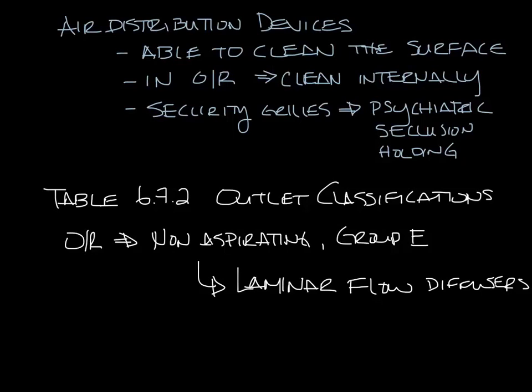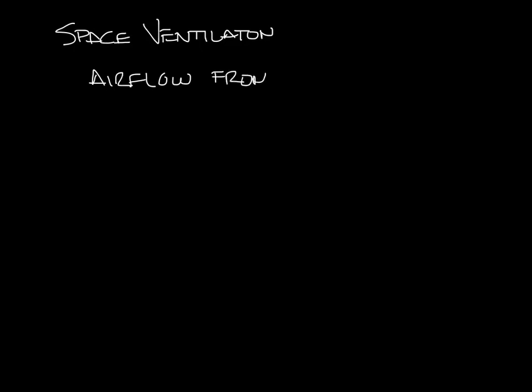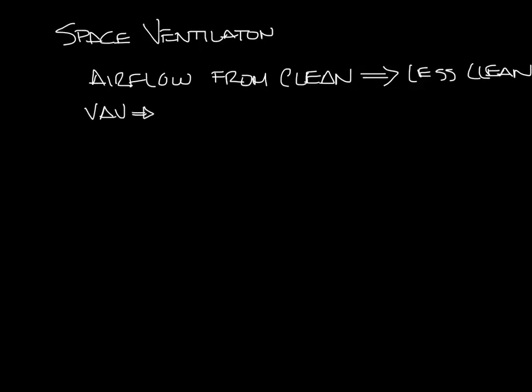Okay, let's talk about ventilation requirements. Section 7 of ASHRAE 170 gives minimum space ventilation requirements. This section says that the general airflow should be from clean to less clean areas. We talked about that a little bit when we talked about pressurization. It also says that if VAV systems are used, it can't compromise the pressure relationships. So you don't want to turn down your VAV box without adjusting the return side as well.